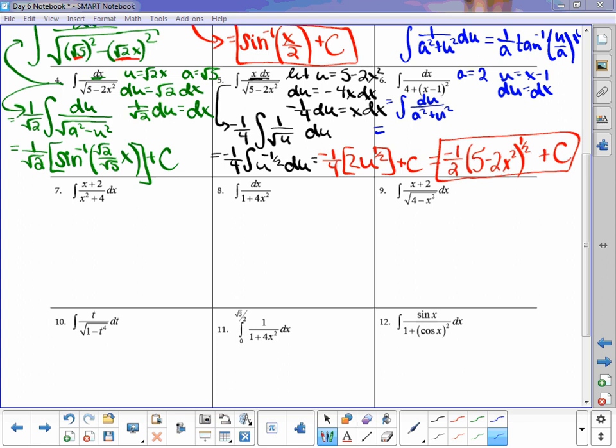Sorry, in terms of the actual antiderivative. Good, the 1 over 8. So don't forget your 1 over 8. Do not forget this guy. All right, so I have 1 over a inverse tangent of u over a plus c, and then we simply need to fill in the actual values. So 1 over 2 inverse tangent of x minus 1 over 2 plus c.